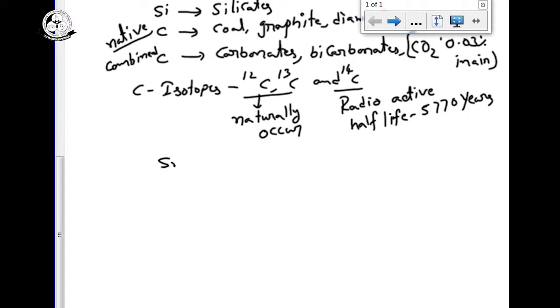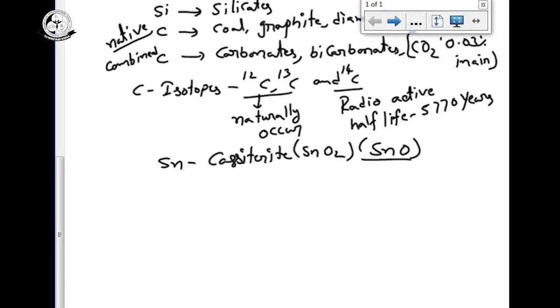Tin is available in the form of the ore cassiterite, that is tin oxide, SnO2. Tin is available as SnO also, another oxide of tin, but this SnO is stable only at high temperature.